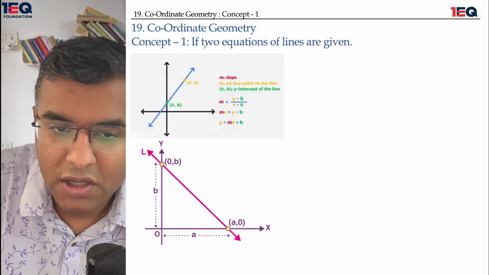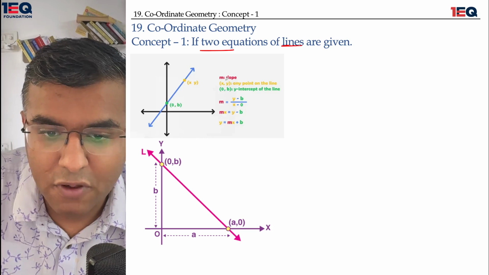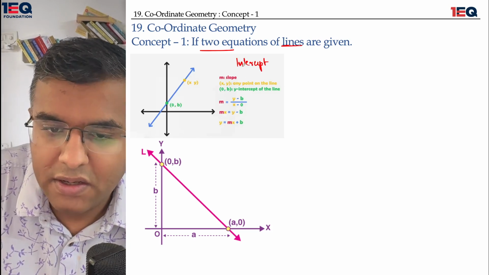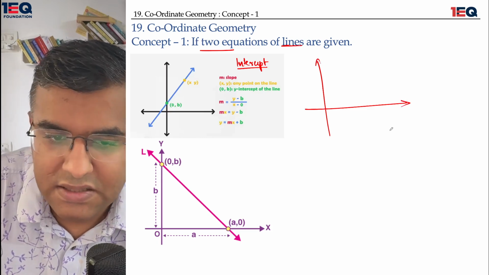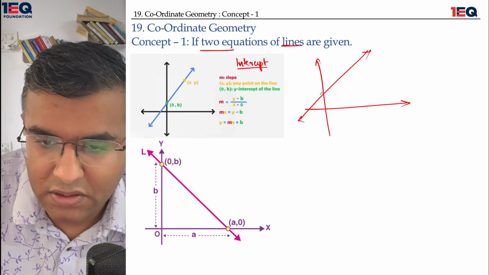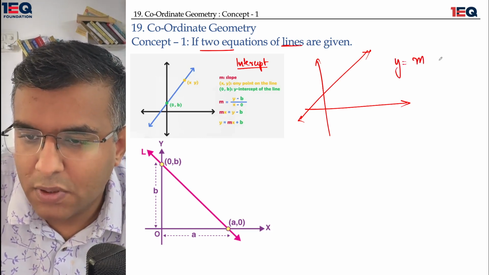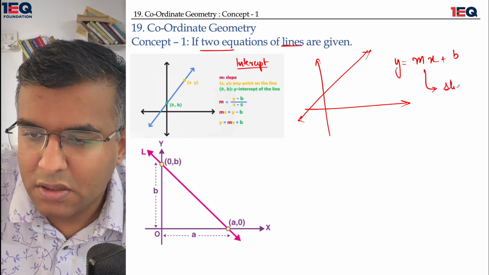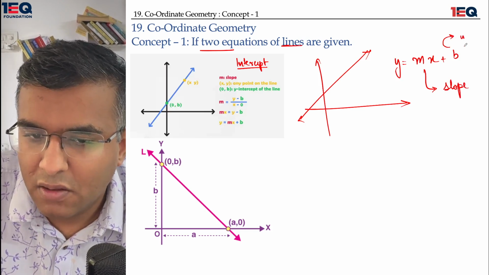Let me talk about, if two equations of lines are given, then what do we actually expect from it? So the most basic form is the intercept form of line. On the y-axis and here on the x-axis, let's assume that this line is available. I can say that y is equal to mx plus b, where m is nothing but the slope of the line and b is the y intercept.